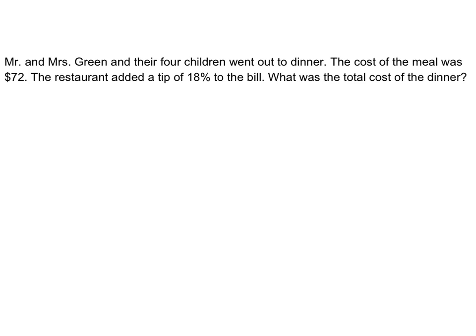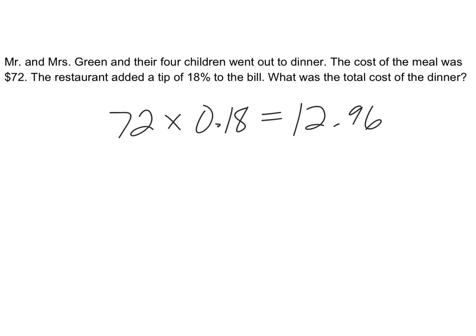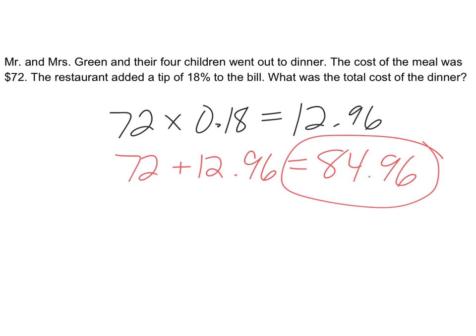So Mr. and Mrs. Green and their 4 children went out for dinner. The total cost of the meal was $72. The restaurant added an 18% tip to the bill. What was the total cost? So we take that 72 and we multiply it by 18% as a decimal. So the tip itself cost $12.96. So now we need to take that and we need to add it to the original bill of $72, leaving us with $84.96 is the total bill.